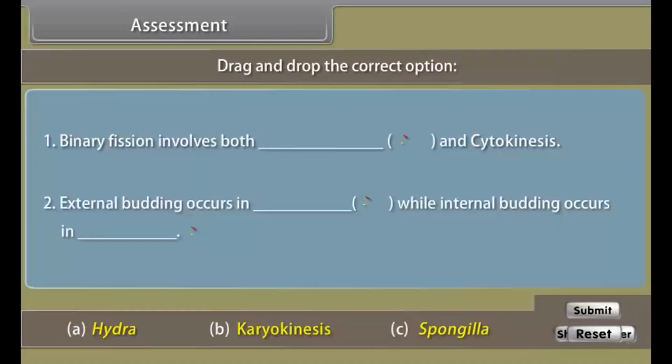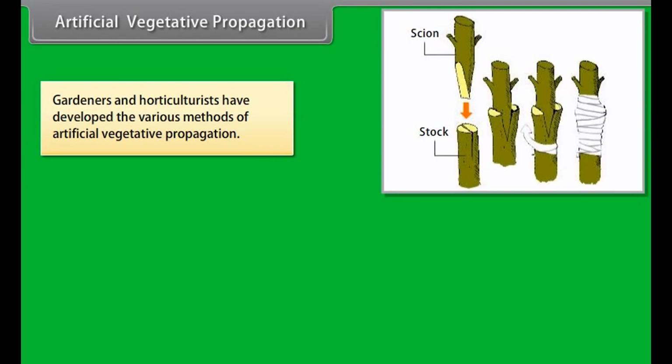Assessment. Before proceeding further, let us know how much you have learned. Drag and drop the correct option. Artificial vegetative propagation. Gardeners and horticulturists have developed various methods of artificial vegetative propagation.